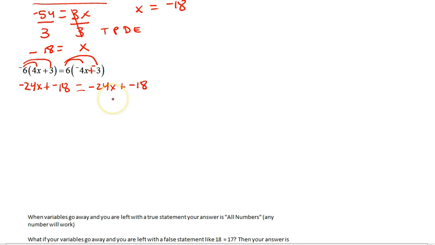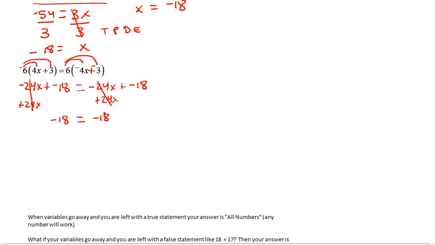Notice I have negative 24x on both sides. So I'm going to move this one. The opposite of adding negative 24x would be subtracting negative 24x or adding 24x. This cancels out. I'm left with negative 18. But unfortunately over here, this also cancels out, and I'm left with negative 18 over here.